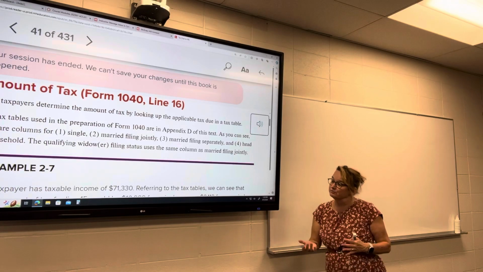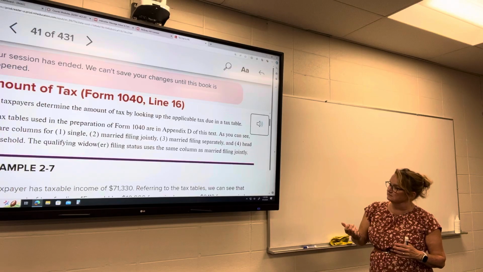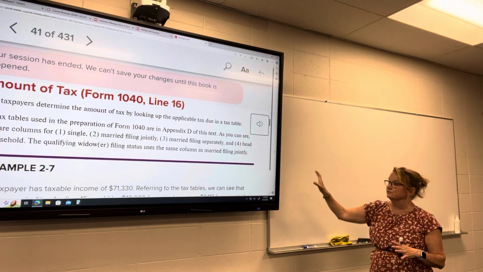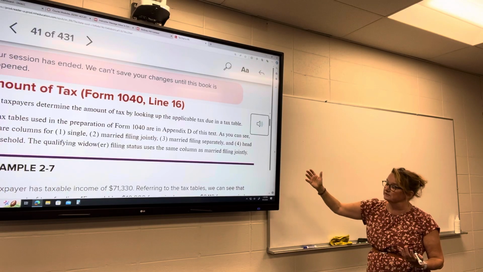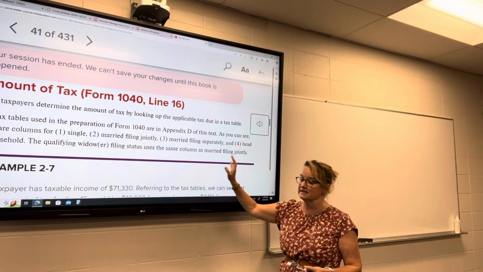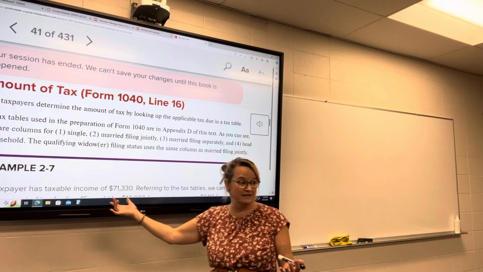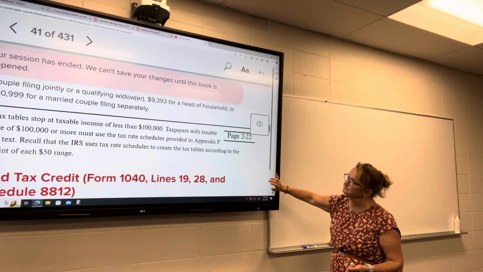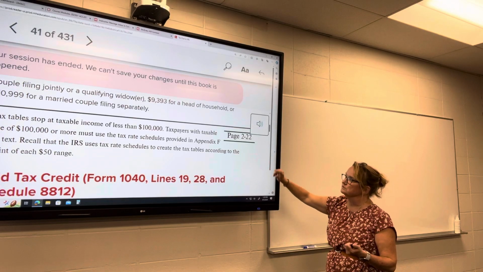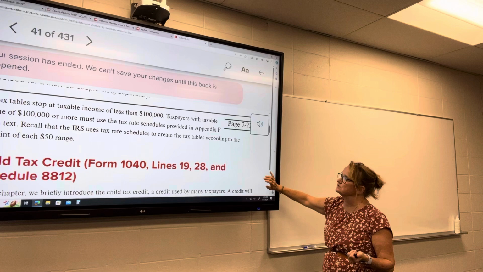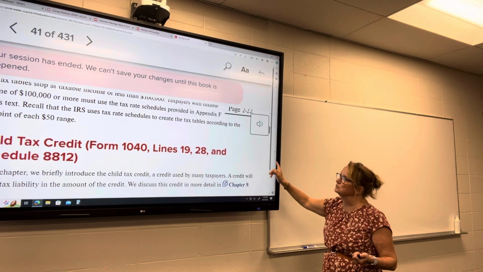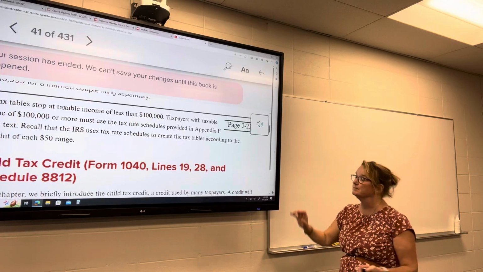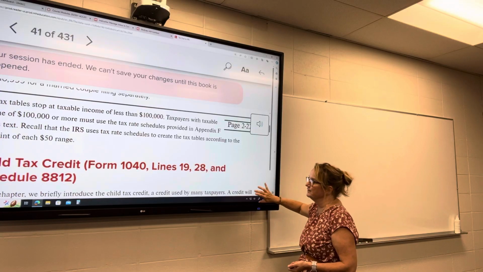We've already gone through and done these calculations, so I'm not going to spend a whole lot of time going through this. We all know that the tax tables and the tax schedules that we use depend on our filing status, right? Tax tables stop at income of less than 100,000, so you have to use the schedules if the taxable income, not total income, is $100,000 or more.